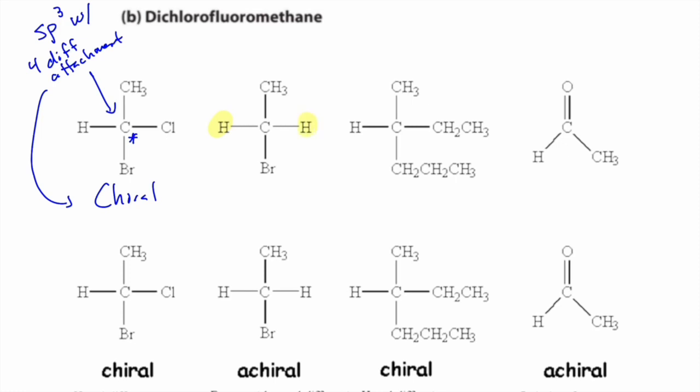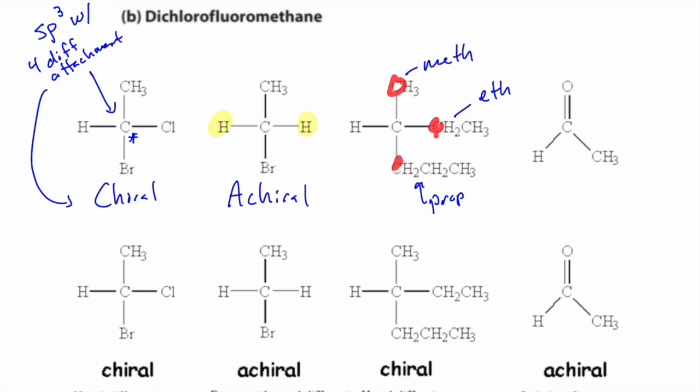I have 2 here that are the same, so it's achiral. Here, I have a meth, I have an eth, and I have a prop. You might look at this and go, well, it's a carbon, and a carbon. They're different though, because they're longer branches or shorter branches. So because of that, little star, chiral.